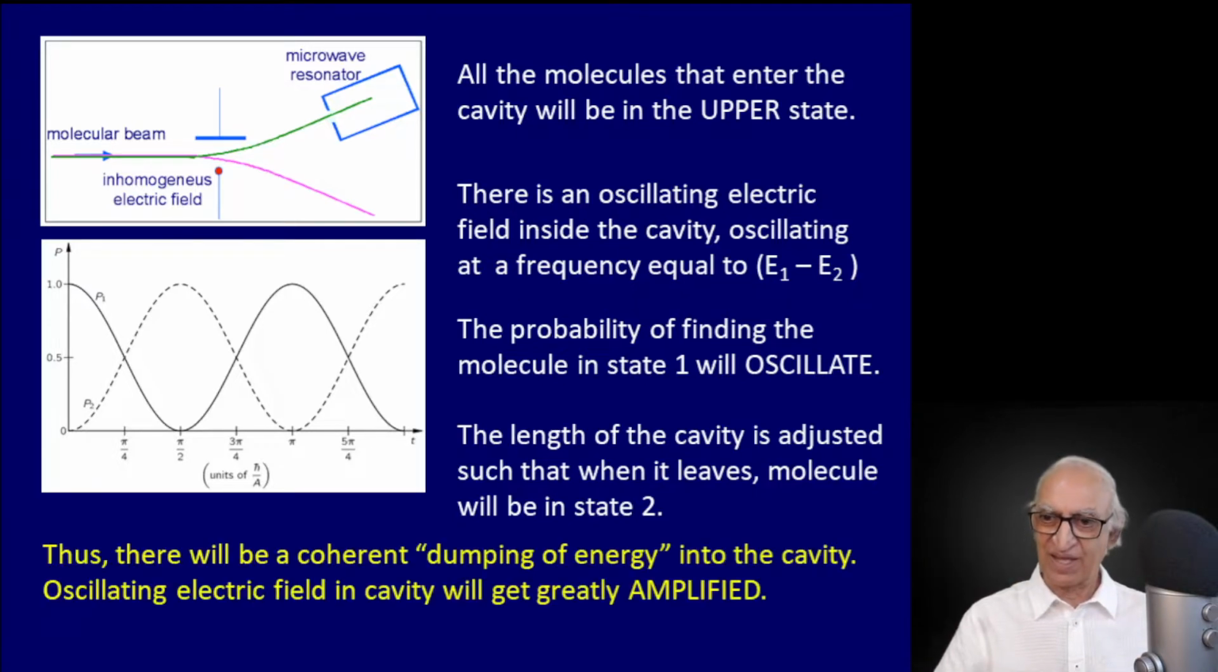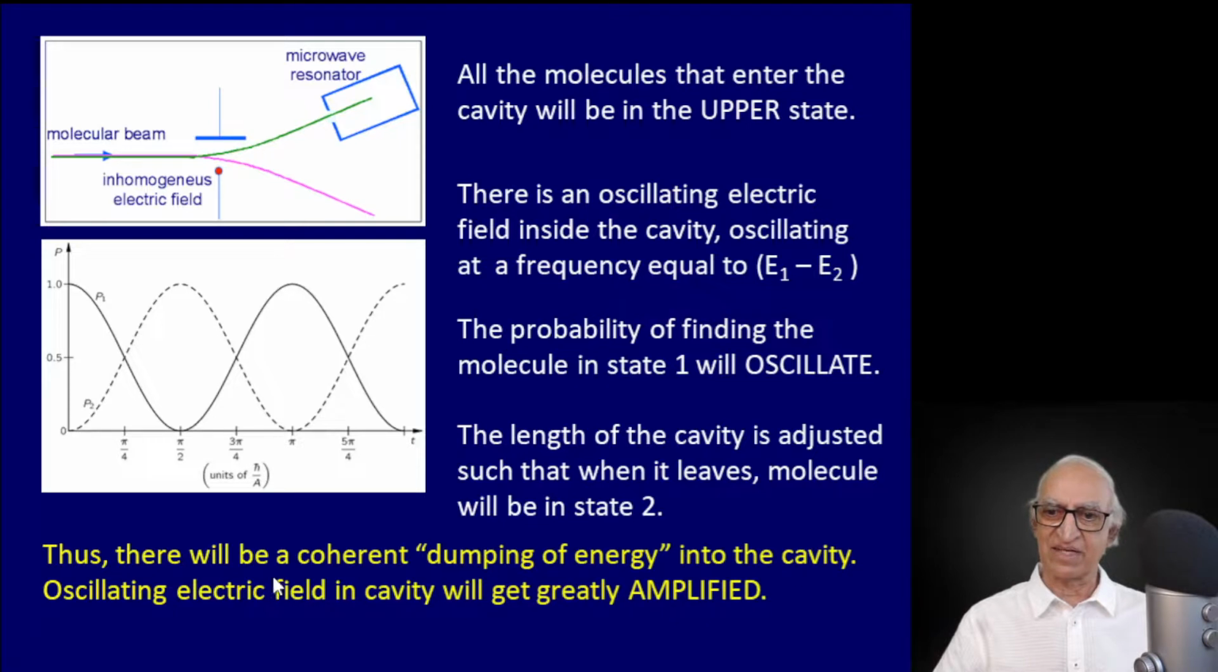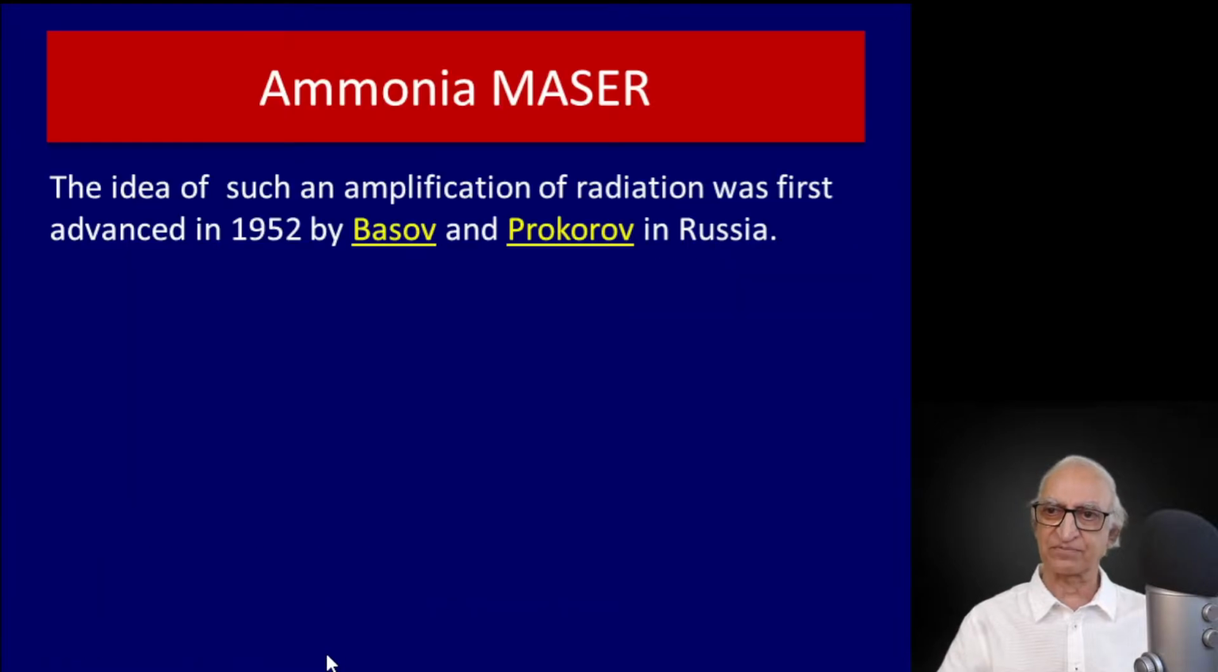Thus, there will be a coherent dumping of energy into the cavity, and the radiation of the oscillating electric field in the cavity will now be greatly amplified. And we have a maser. Microwave, because this is 24 gigahertz. Microwave amplification by stimulated emission of radiation.